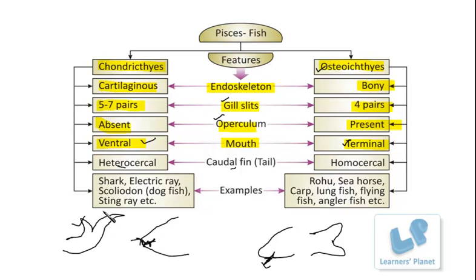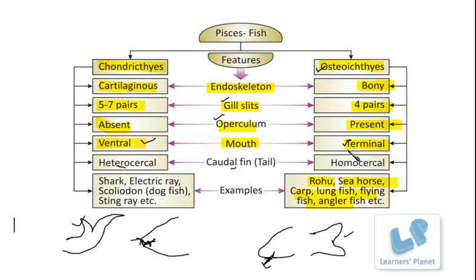Similarly, by observing the tail, the external structure only, you can identify what type of fish it is. So I have shown you this table and this type of classification, as it is even a part of the practical in your curriculum. The examples of such fishes are shown here: shark, electric ray, scoliodon, that is a dogfish, stingray, and many others. These all are the chondrichthyes, known as the cartilaginous fishes. Besides this, the others are rohu, seahorse, carp, lungfish, flying fish, anglerfish, and so on. These all are the osteichthyes.